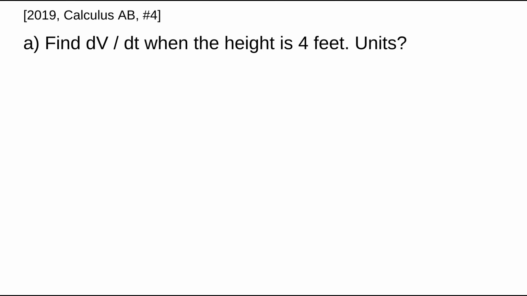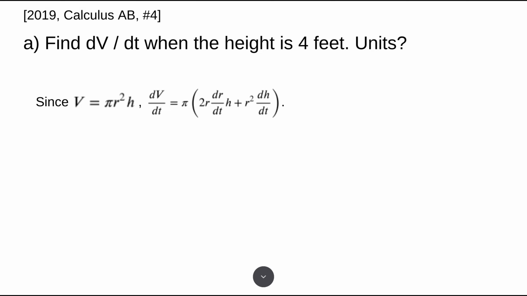In part A of the question, we are asked to find dV/dt when the height is 4 feet and to provide the units. Since the barrel is a cylinder, we know that the volume of the cylinder is pi r squared times h. Using implicit differentiation here, dV/dt is pi times 2r dr/dt times h plus r squared dH/dt.